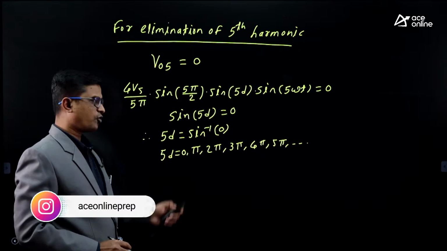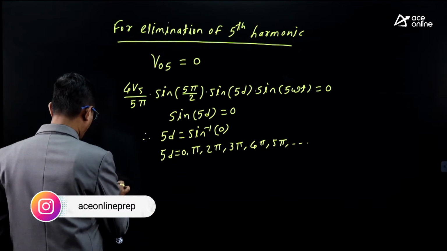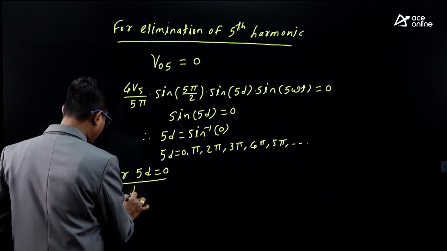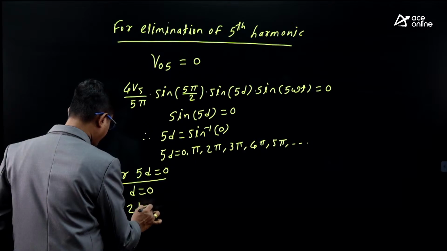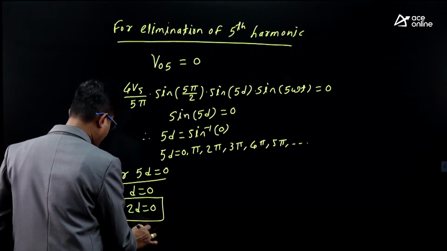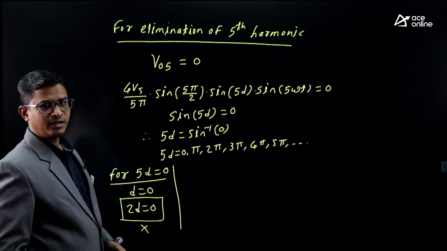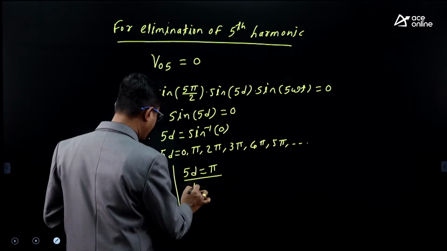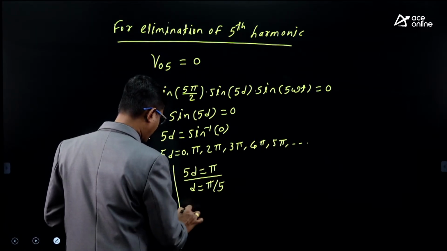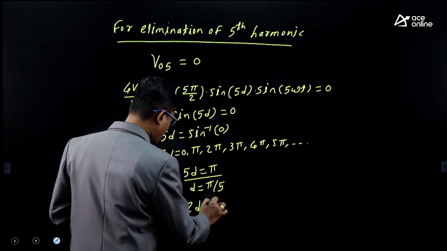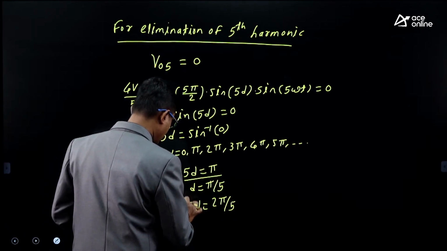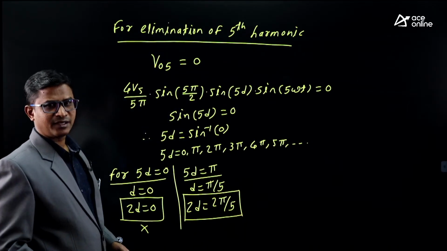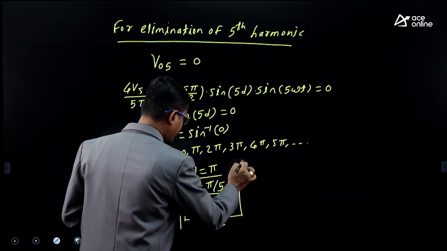Let us check one by one out of this which are the valid pulse widths. For 5D is equal to 0, D is 0, so 2D is 0. 2D 0 means pulse width is 0. This is not acceptable. Next, 5D is equal to pi means D is pi by 5. What is 2D? 2D is equal to 2 pi by 5, which means 72 degree. Is it less than 180 degree? Yes. So this is an acceptable pulse width.